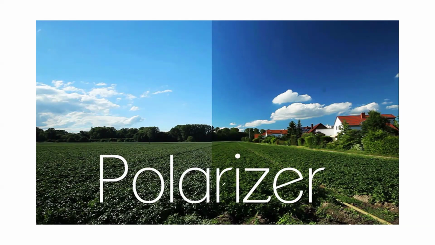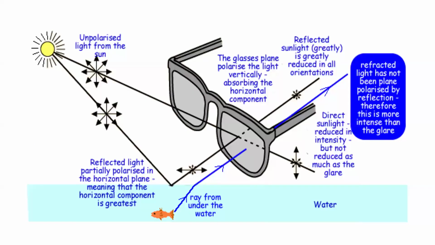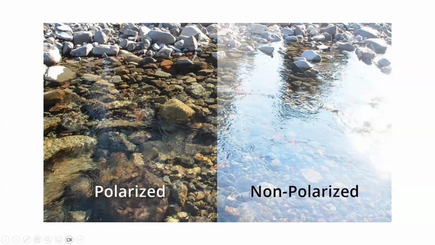Sunglasses are polarizers. So how do sunglasses work? For example, see, two images are there. One is captured by using a polarizer. Another one is without a polarizer. So what actually happened?